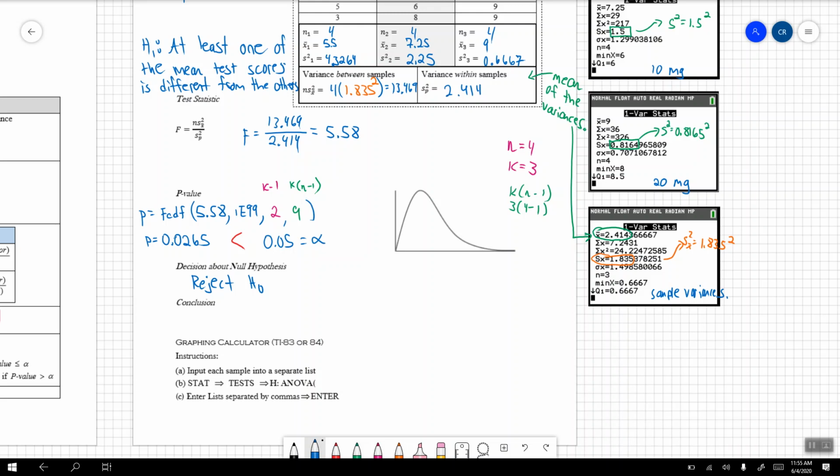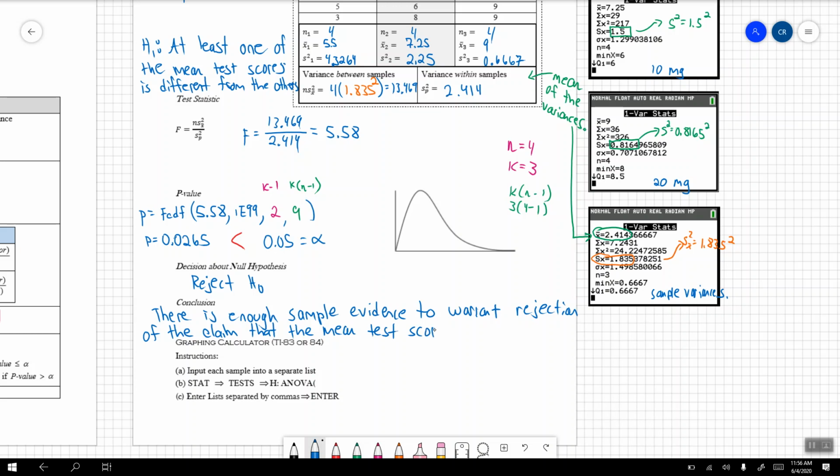What does that mean for us? Well, the conclusion. There is enough sample evidence to warrant rejection of the claim that the mean test scores are the same for each treatment.